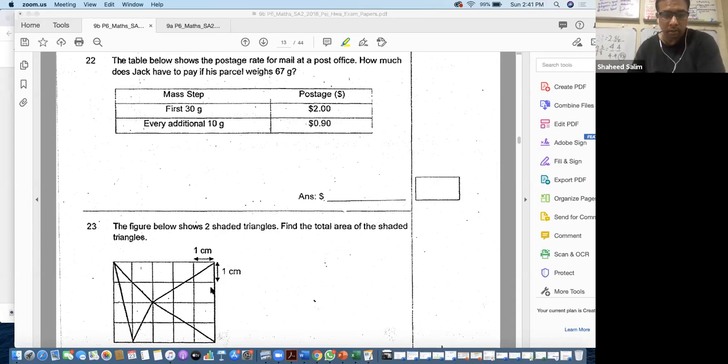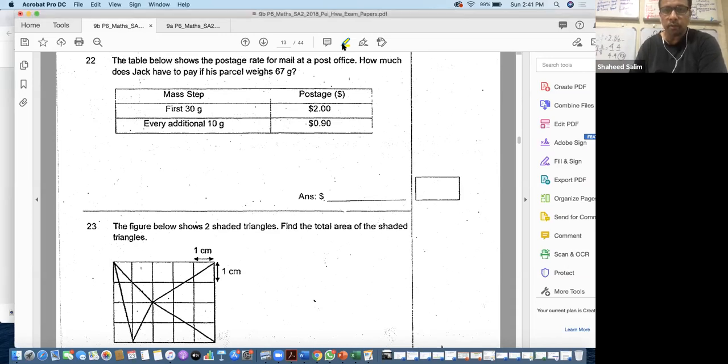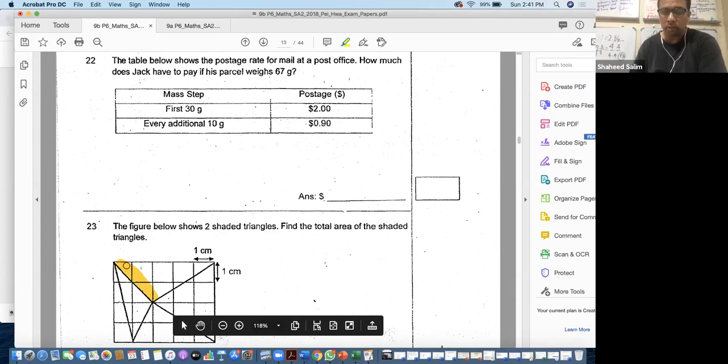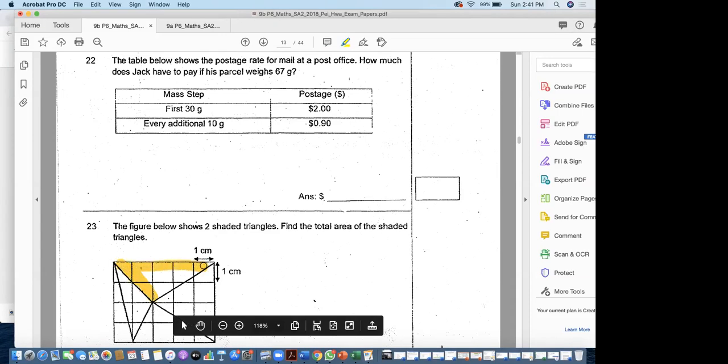Shaded one. Okay, we do not know what is shaded. Okay, now I'm going to shade it for you, because you do not know which one is shaded. Do number 22 or 23? 22. If it is lesser than 10 grams, you must still pay for 10 grams, yes. That's how they work. A lot of places are like that.